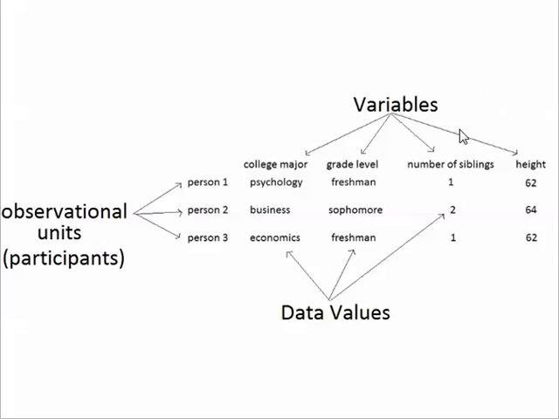I said that a variable has to be something that can vary. Anything that doesn't vary and is always the same is not a variable. Let's think of an example of something that isn't a variable.